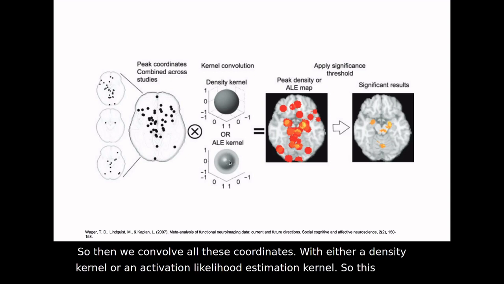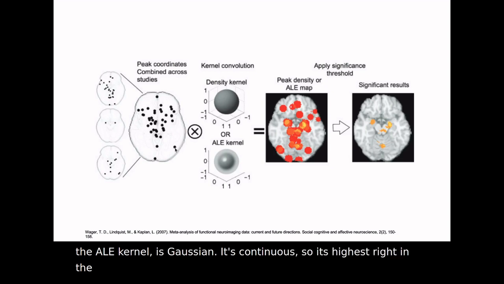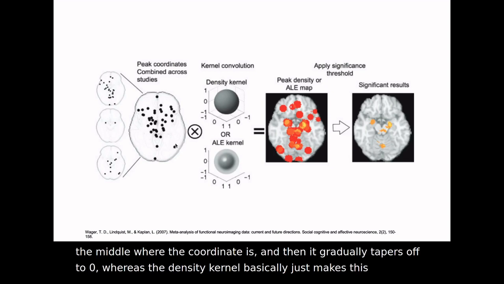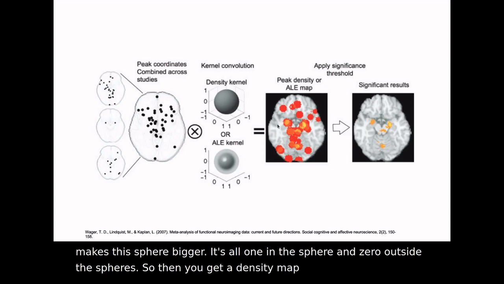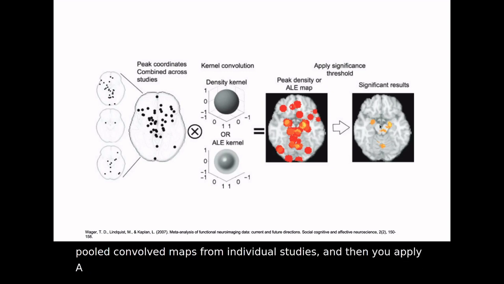So this kernel, the AL kernel, is Gaussian. It's continuous, so it's highest right in the middle where the coordinate is, and then it gradually tapers off to 0. Whereas the density kernel basically just makes this sphere bigger. It's all 1 in the sphere and 0 outside the spheres. So then you get a density map from all the different pooled, convolved maps from individual studies, and then you apply a significance threshold in order to get your final results.